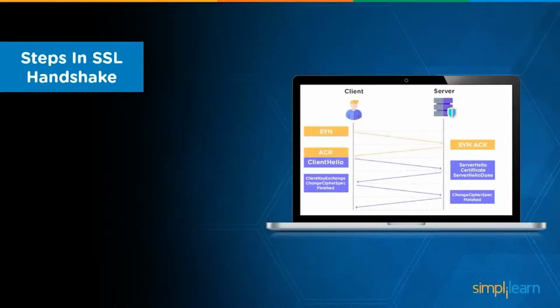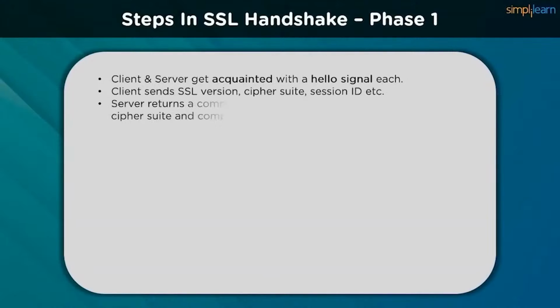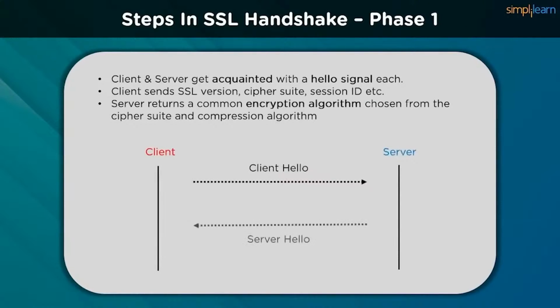Let's see how the SSL handshake works in a step-by-step format. We have divided the handshake into 4 distinct phases. In phase 1, the client and server get acquainted with the hello signal message from each side. The client sends the SSL version, cipher suite, and the session ID. The server returns an encryption algorithm which is chosen from the cipher suite and a compression algorithm which is chosen from the client hello signal each.